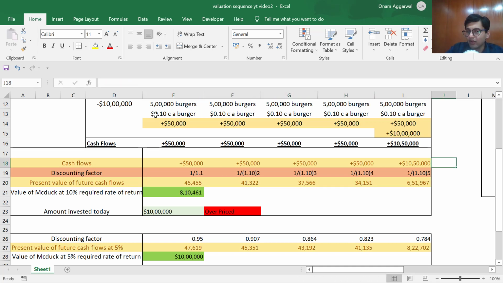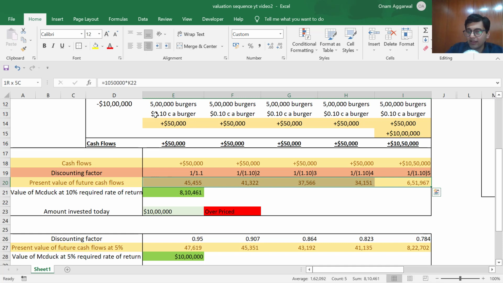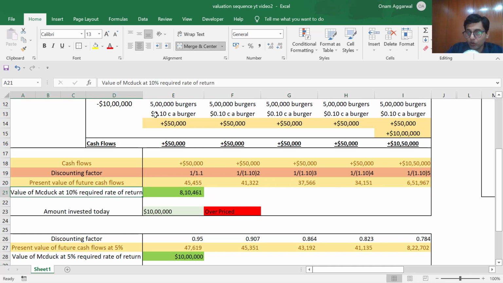Since in year 5, we were getting a huge amount, the present value is only around $651,000 as compared to $1,050,000. When we add those all up, we get the value of MacDuck today at 10% required rate of return, and that comes out to be around $810,000. So we are getting a value of $810,000 by investing $1 million of our money. That means it is not a good investment for us.